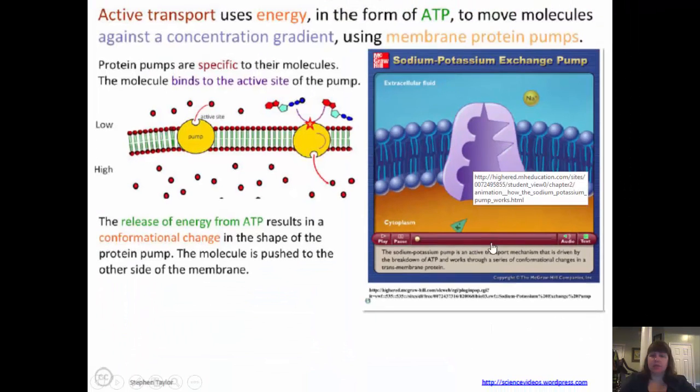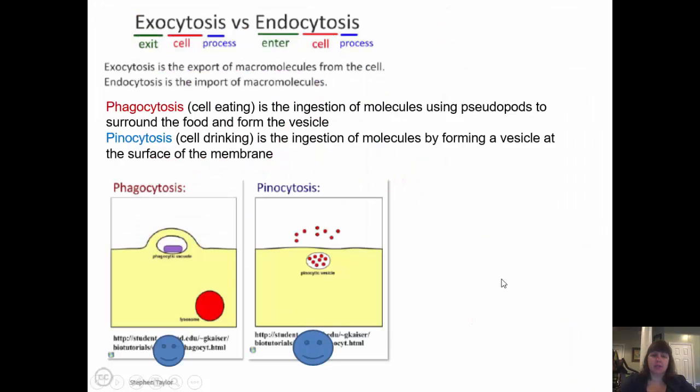So again, we'll be looking at that particular pump in a little bit more detail in class when we get to our hands-on activities. All right, so the last concepts that we need to look at are the idea of exocytosis versus endocytosis. So the prefix exo does mean to exit, cyto means cell, and osis or cis means process. And so exocytosis is a process of exiting the cell. An endo prefix means entering, so endocytosis is a process of entering the cell. So exocytosis is the export of macromolecules from the cell, and endocytosis is the import.